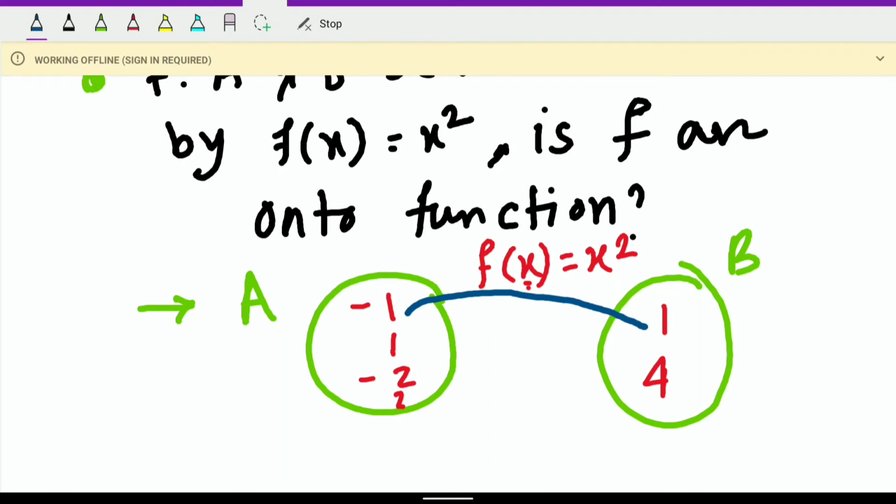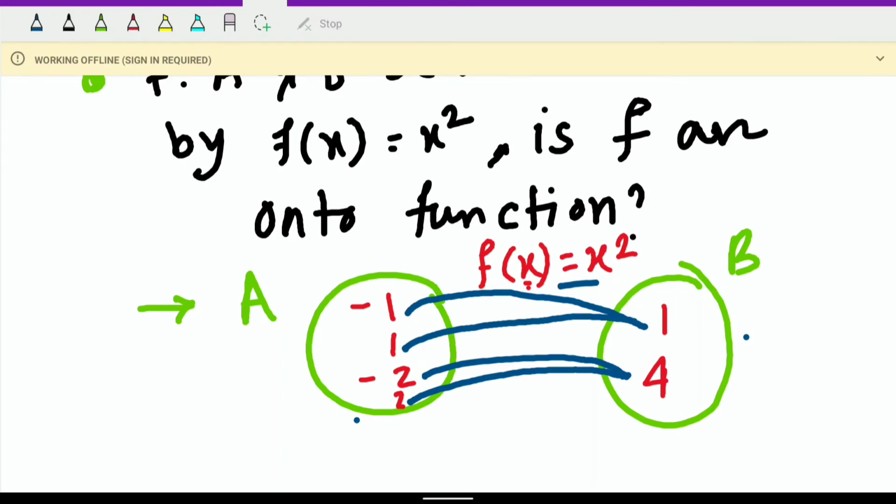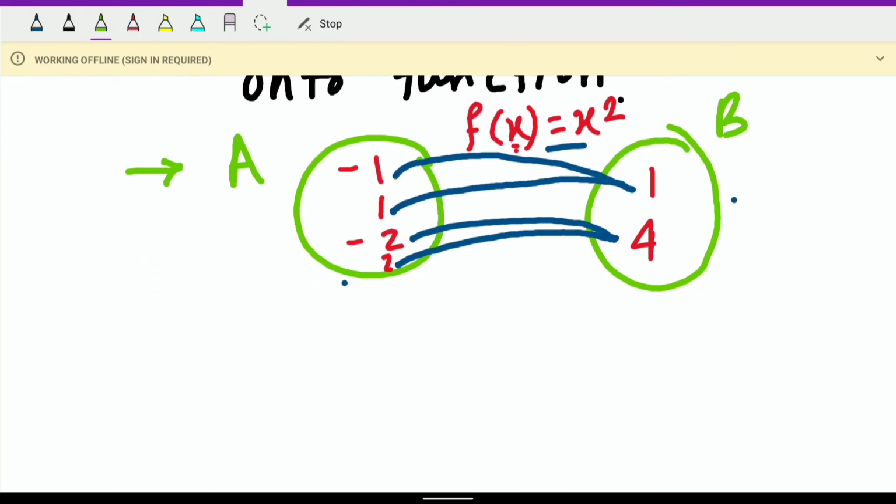Now you can see that minus 1 whole square is plus 1, plus 1 whole square is also plus 1, minus 2 whole square is plus 4, and plus 2 whole square is plus 4. So you can say that yes, f is an onto function, because every element of B has its pre-images in A under f of x equals x square. So your answer will be yes.